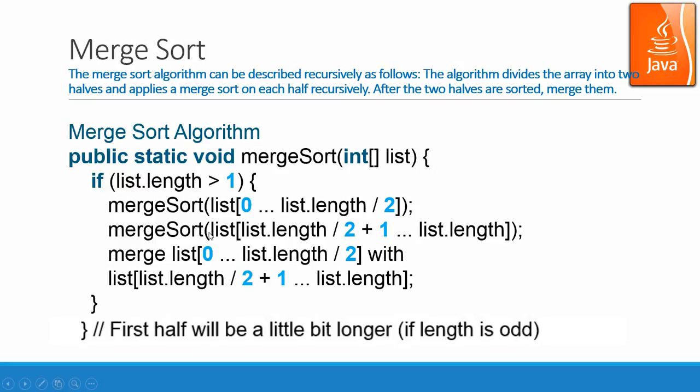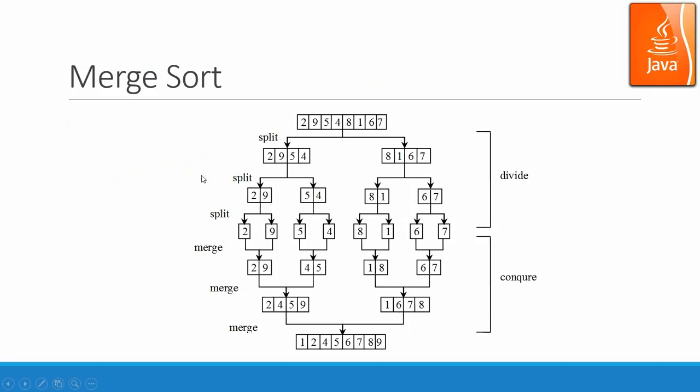We sort the first half and then sort the second half. The first half is from 0 to list.length divided by 2. Say this list.length is 21, we divide it by 2, it will be 10. So from 0 to 10 will be 11 elements. So usually the first half is longer than the second half. And then we sort the first half and the second half, and then we merge the sorted results together.